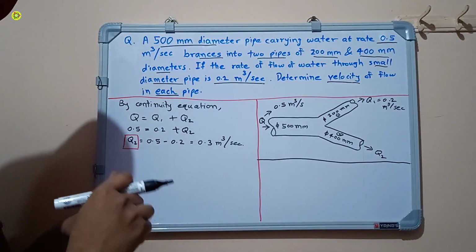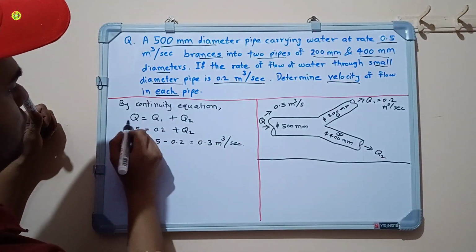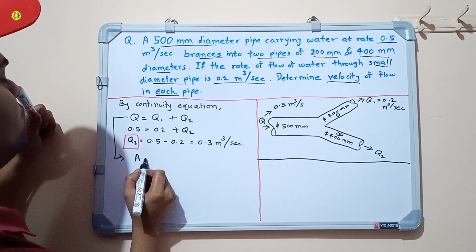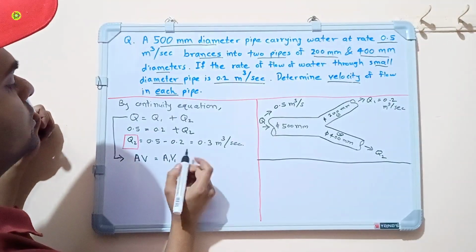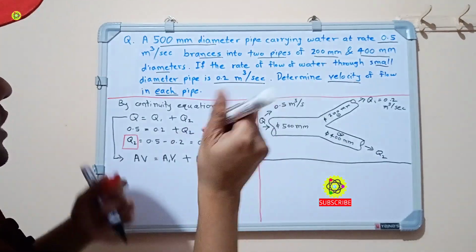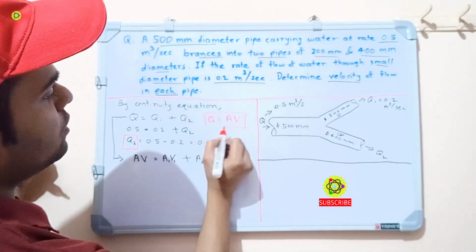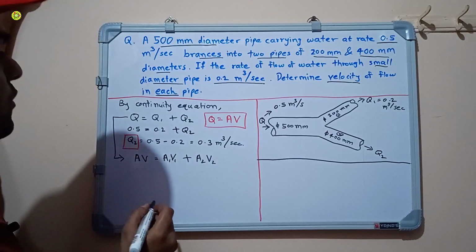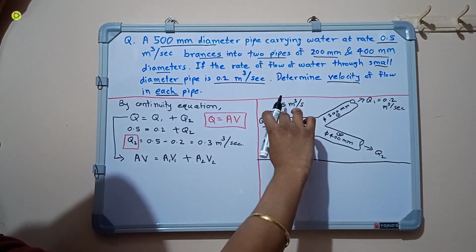Now, as we know this is the continuity equation, we can write this equation as A V is equal to A1 V1 plus A2 V2. As we know, flow rate Q is given by area into velocity. Now we will take them one by one and calculate the velocity. First we will calculate the velocity of this bigger pipe, that is the 500 diameter pipe.